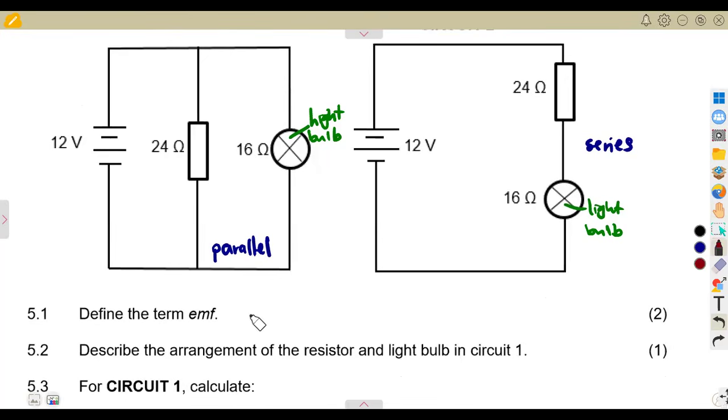All right. So the first question was 5.1, define the term EMF. That is our electromotive force. We know that the EMF is the maximum energy given to each coulomb of charge passing through a battery. So this is simply the maximum energy given to each coulomb.